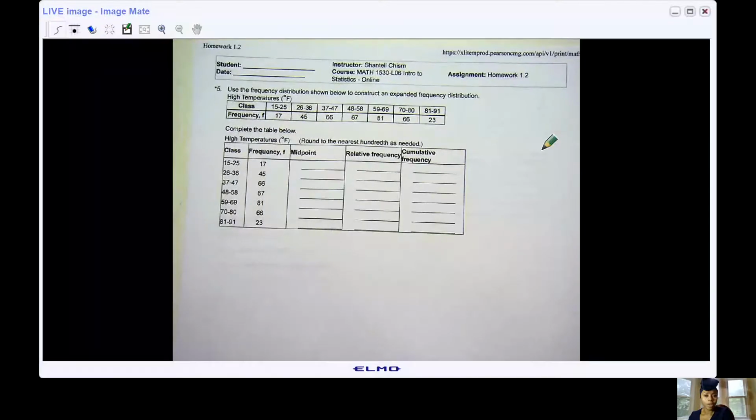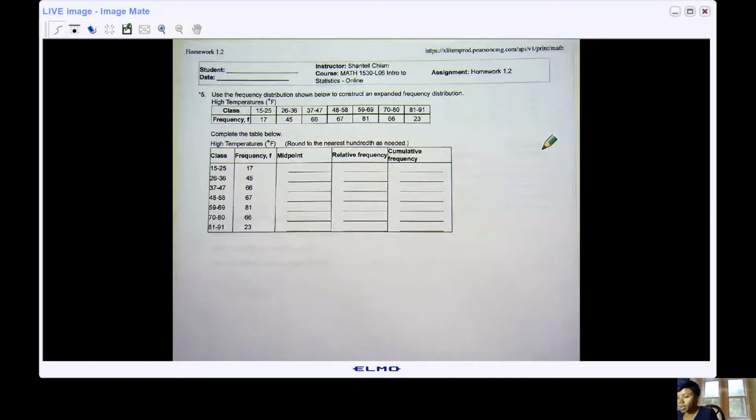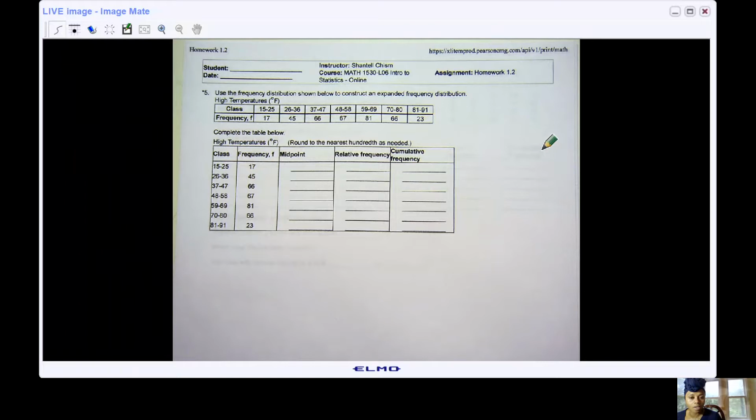Today we'll work two more problems from 1.2, and we will get started. Okay, so here is problem number 5 in 1.2. Remember, I did not post any problems from 1.1. I don't have a video for 1.1 because it was mainly all terminology. So this is the second video for 1.2.